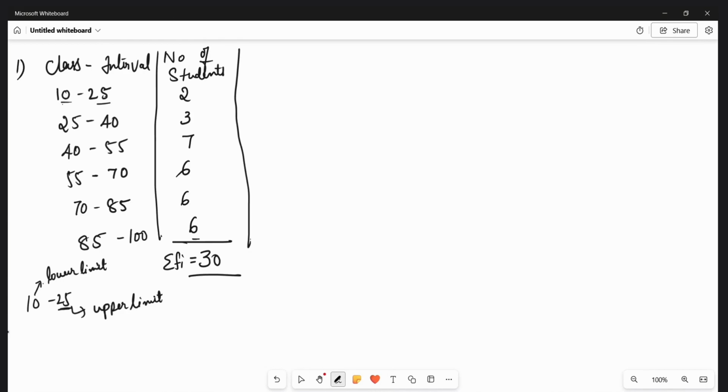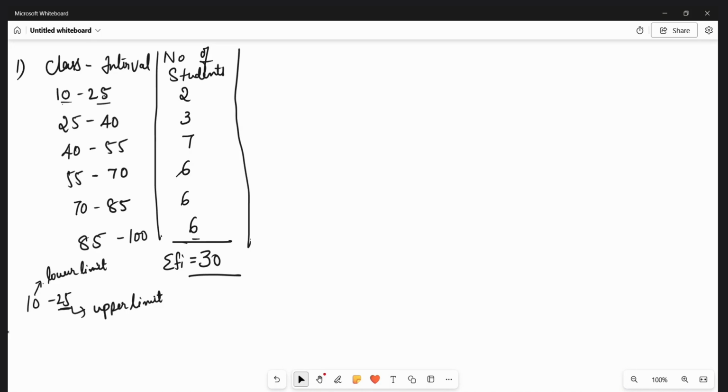Whenever the upper limit of the first one is the same as the lower limit of the second one, then we call it as a continuous class interval. So here we are trying to calculate the mean for the continuous class interval. So all these things will be helpful. Then if they give discontinuous, you have to convert into continuous and then you have to use. So if you know clearly, you will not make mistakes. So it is a continuous class interval.